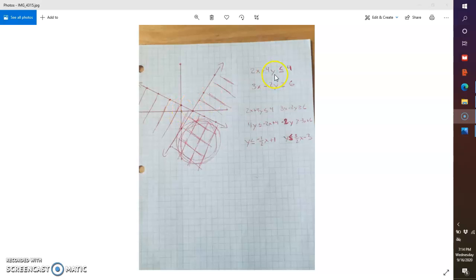Always use the point (0, 0). If (0, 0) is true, you shade toward it. If (0, 0) is false, you shade away from it. Never up or down, but away from (0, 0) or towards (0, 0).